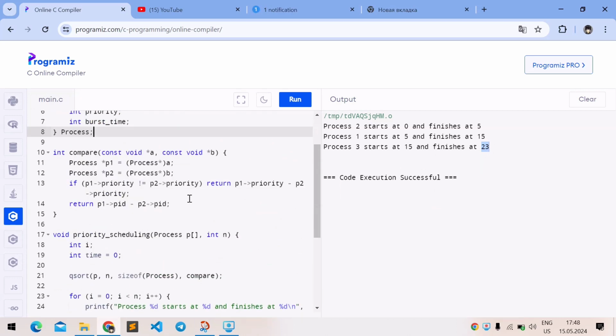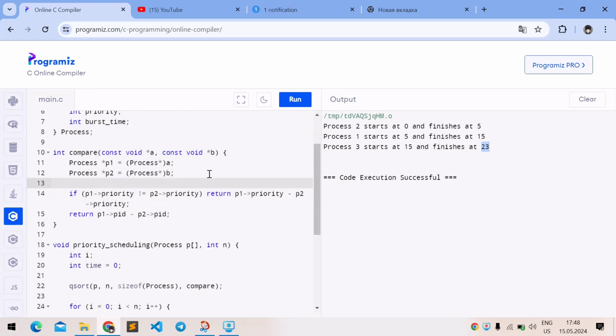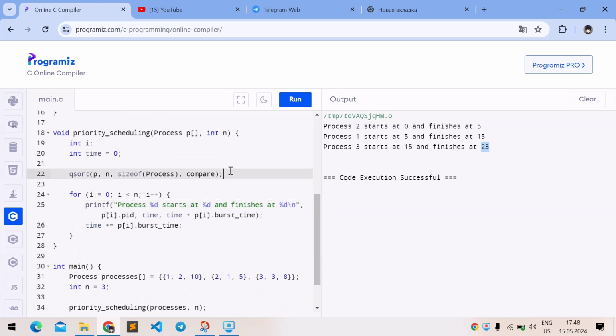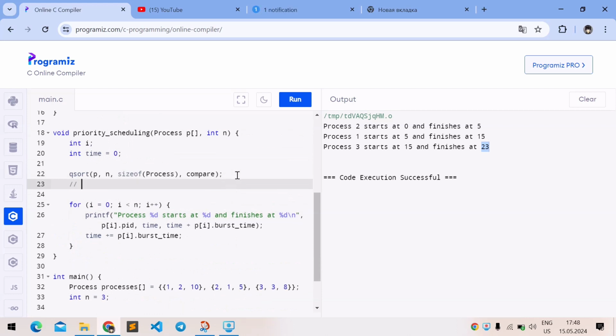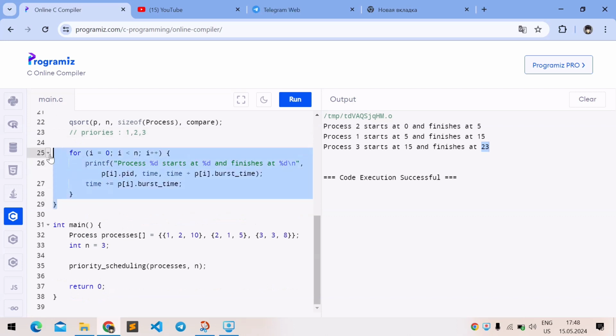So I think it is clear, because here is a basic sorting. It takes the processes and sorts by priorities like this: 1, 2, 3. It's the sorted priorities, then runs with a for cycle.